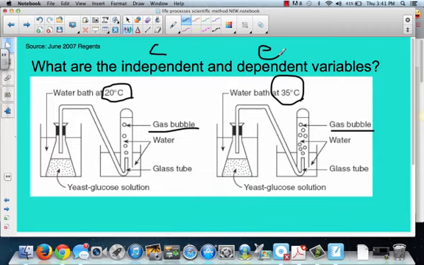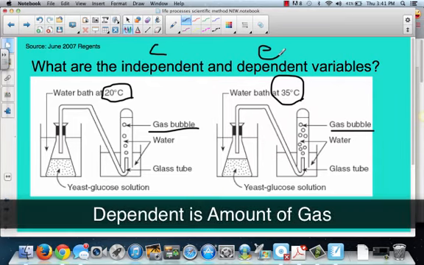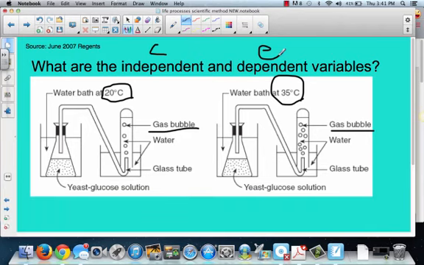Okay, now let's check yourself to see if you're right. The independent variable in this experiment is the temperature, and the dependent is the amount of gas bubbles. Temperature causes a change in the amount of gas. The gas is affected by the level of temperature. You could also make a conclusion off this by saying the warmer the temperature, the more gas bubbles that are made.